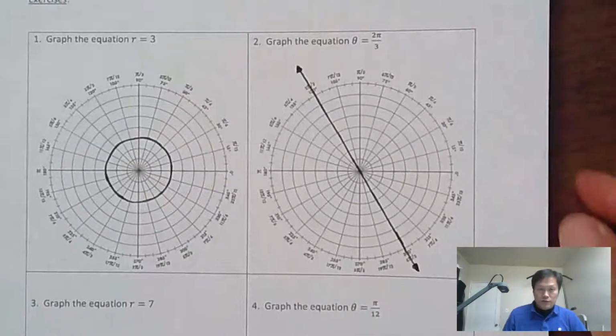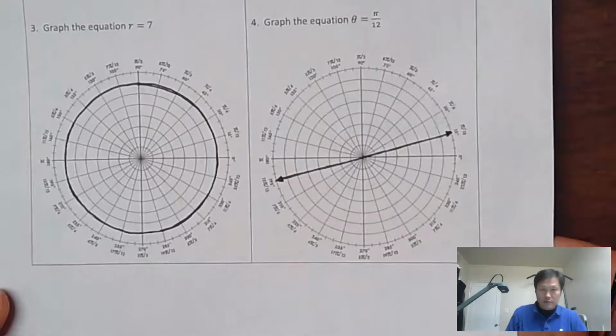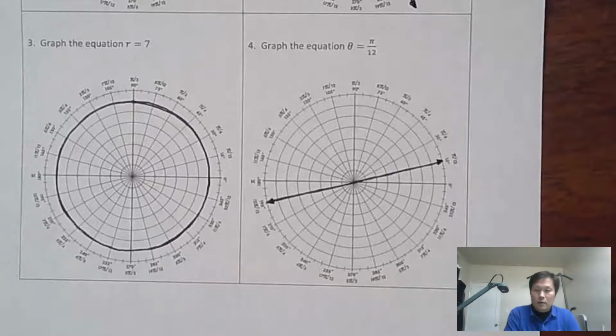So if you did try, here's the answer for 1 and 2, and here's the answer for 3 and 4. So that will be an example of graphing simple polar graphs.